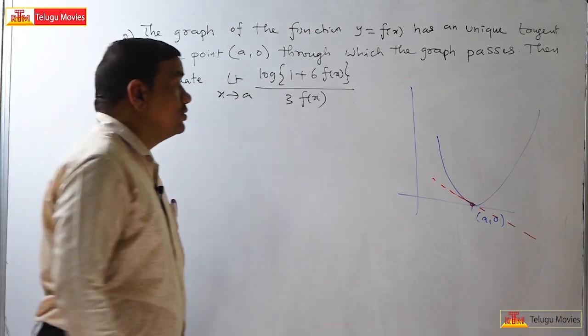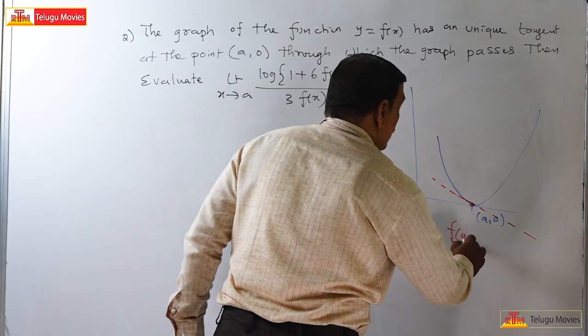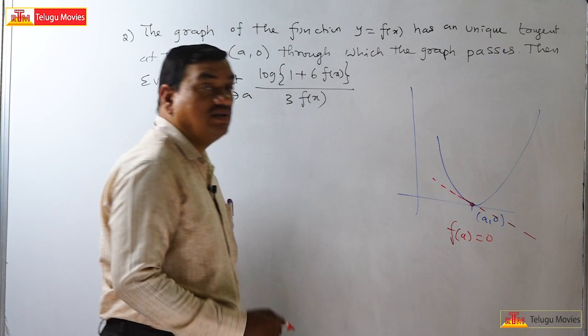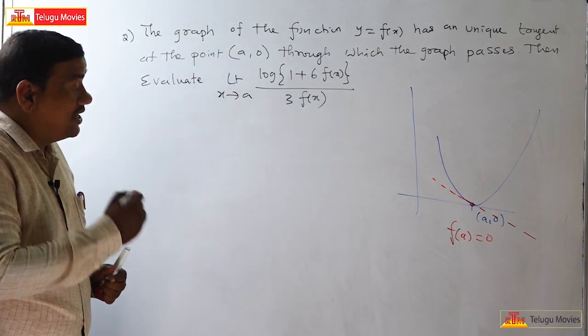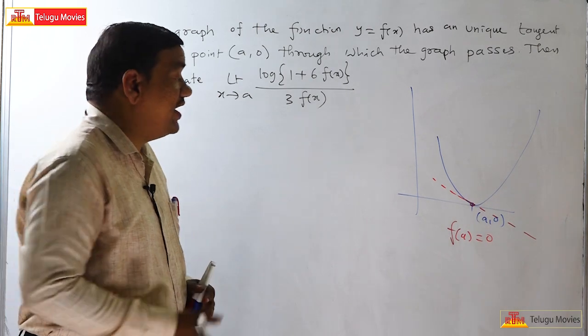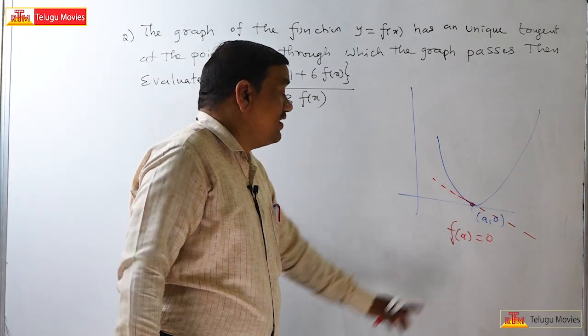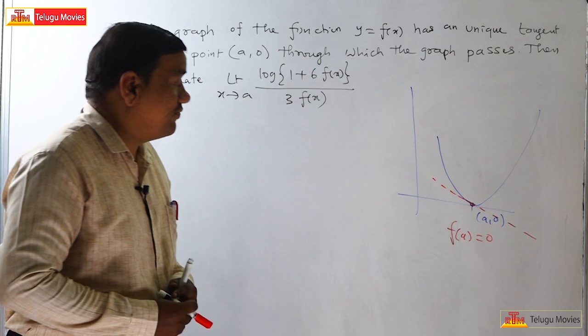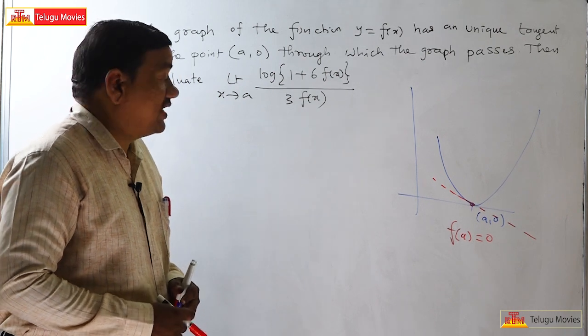That means what? So f of a is equal to 0. That means f of a is equal to 0. The image of a is 0. The image of a is denoted by f of a, that is given as 0. So in due course, wherever we get f of a, we can substitute 0.